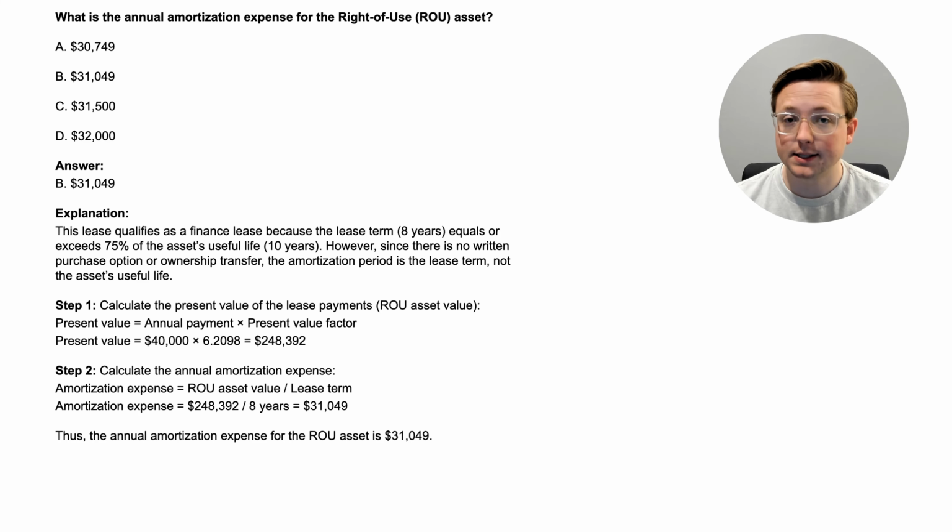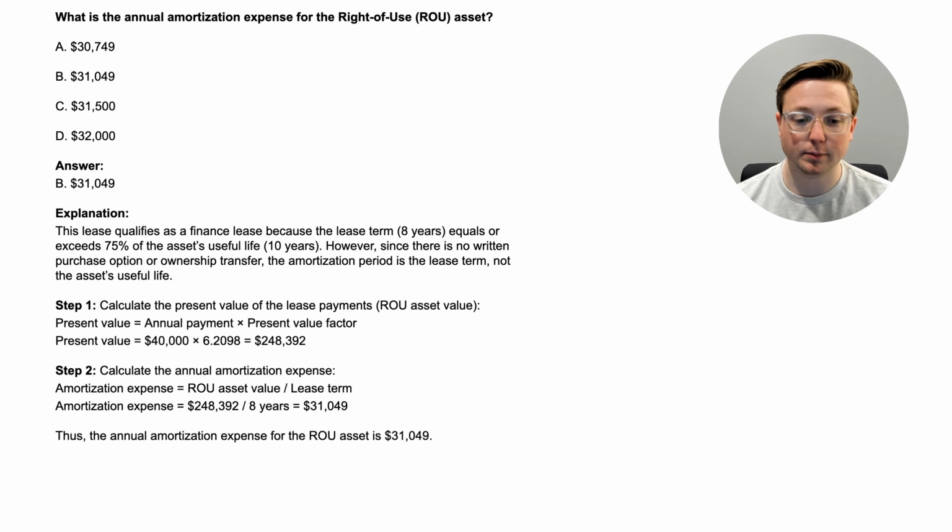So when a lease has more than 75% of the useful life as the lease term, then it's a finance lease. However, since there was no written purchase option or ownership transfer, the amortization period is the lease term, not the asset's useful life. So in question 1, we used the asset's useful life because there was a written purchase agreement. It was a bargain purchase option. But in this case, that is not the case. It's still a finance lease though, so we still have to calculate the right of use asset and all those things, but we're only going to be using the lease term, not the useful life.